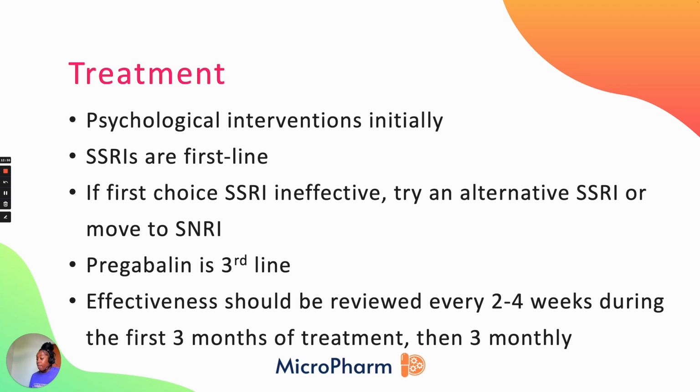Also remember that young patients are at a higher risk of suicidal thinking and self-harm, so they should be counselled on this and reviewed within 1 week of starting an SSRI. When you start any medication, the effectiveness should be reviewed every 2 to 4 weeks during the first 3 months of treatment and then 3 monthly.